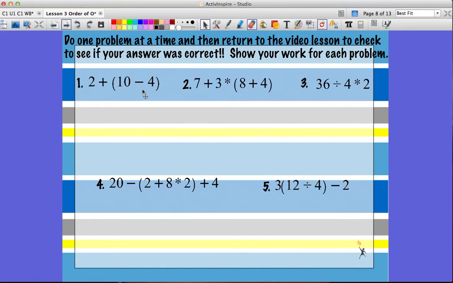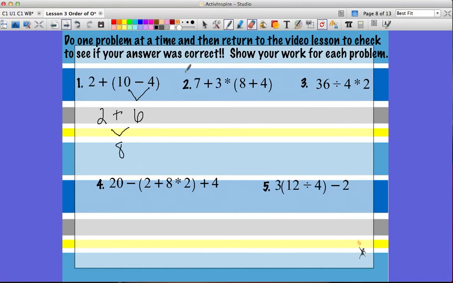Alright, so for number 1, we're going to go through and see what we would do first. Since I do have parentheses, I have to do the parentheses first. And the parentheses is 10 minus 4, which gives me 6. I haven't used the addition symbol yet, and I haven't used the 2 yet. Okay, so now this problem just turned into 2 plus 6. I can do 2 plus 6 easily, and that gives me 8.